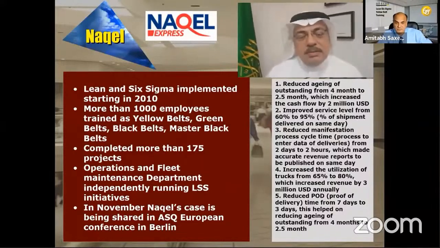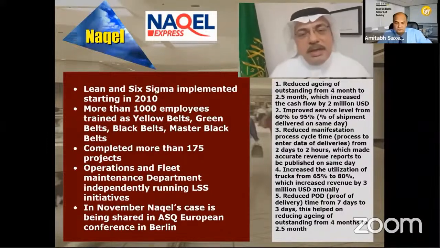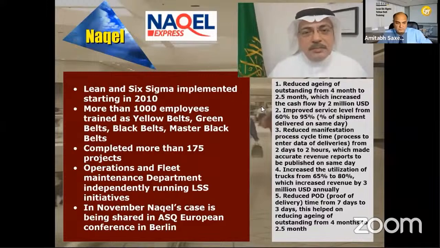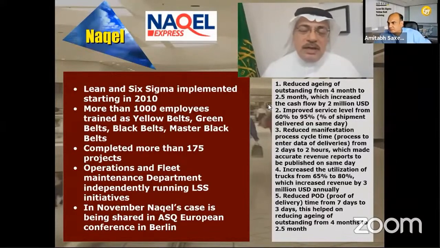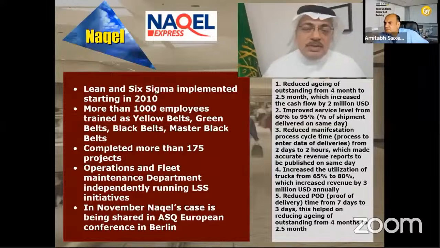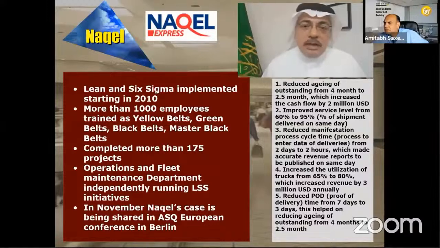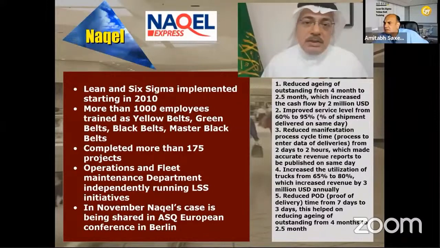My name is Mohammed Al-Bayati. I'm the CEO of Naql. Through Anexas, Mr. Amitabh has taught me and more than 1,000 employees of Naql, Six Sigma and Lean processes. This affected our bottom lines by millions of riyals, and it is having a big impact in changing our company from a local company to a regional or multinational company. Thanks to Anexas and Mr. Amitabh.